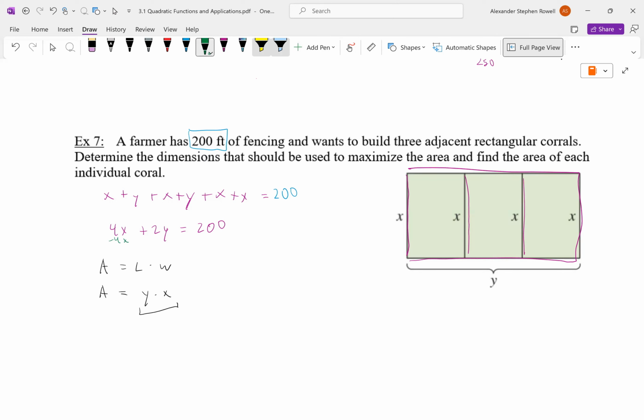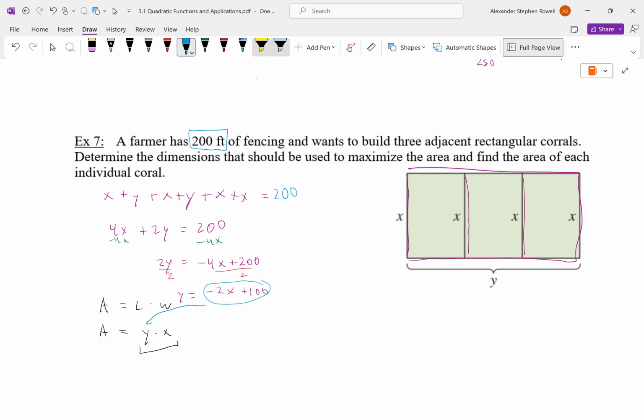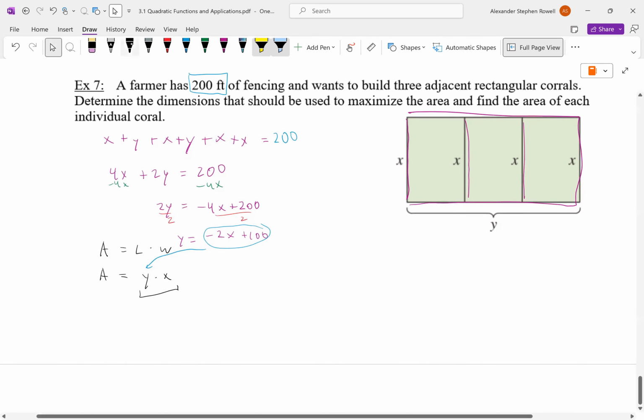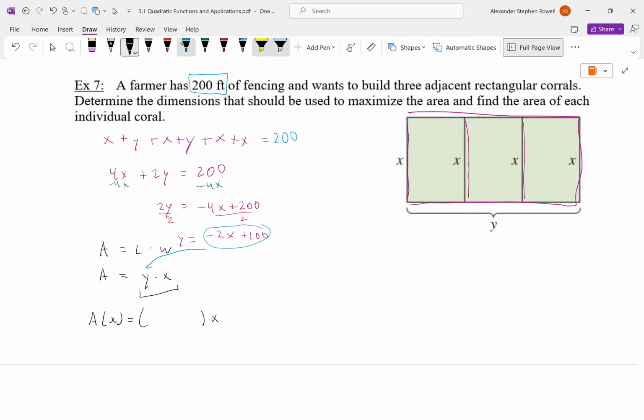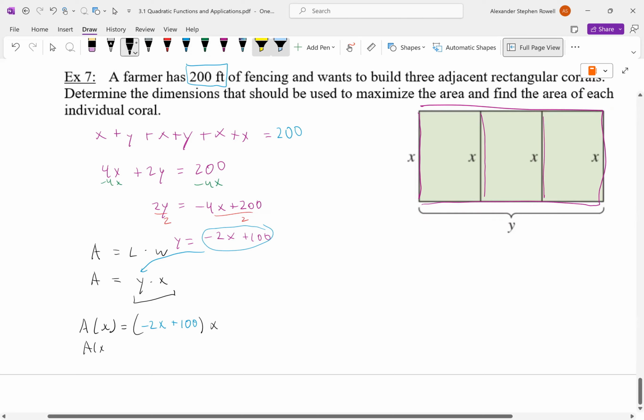Let's subtract 4x from both sides. Then we get 2y is equal to negative 4x plus 200. Then we divide by 2, and we get y is equal to negative 2x plus 100. And we can take this and substitute it into this equation. So area, instead of being a function of x and y, is now a function of x only. And it is negative 2x plus 100 times x. Can you verify that this has a maximum value? A of x, if I distribute the x, would be negative 2x squared plus 100x. It's a downward parabola.